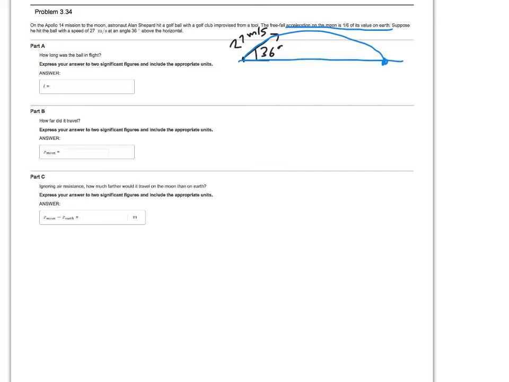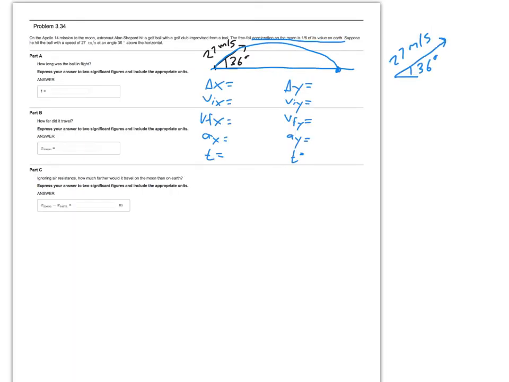So I'm going to start out with two things. Number one, I'm going to set up my chart. Number two, I'm going to break that angled velocity into its x and y components. Starting with my chart here, I still have 0 acceleration in the x direction, even on the moon. My y acceleration is going to be negative 9.8 over 6, or negative 1.63 meters per second squared.